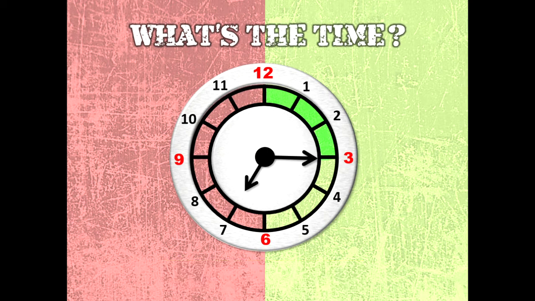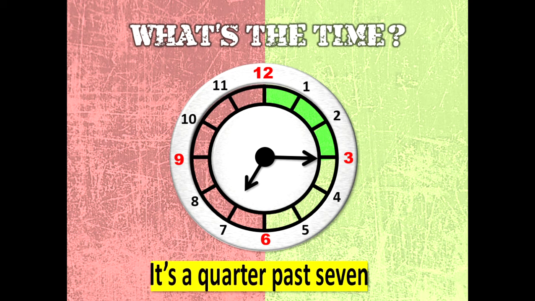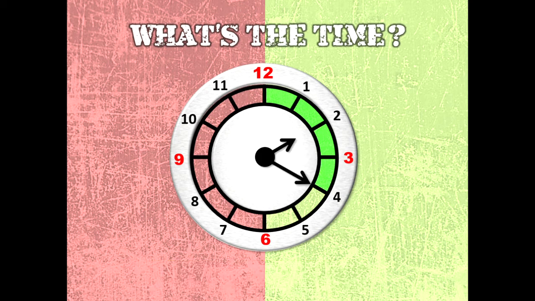What's the time? The short hand strikes 7 and the long hand strikes 3. So can you tell me how many minutes passed already? 15 minutes, or a quarter past. So you can say it's a quarter past 7. It means 15 minutes, or a quarter past 7 already. Now, what about this one? What's the time? The short hand strikes 2 and the long hand strikes 4.